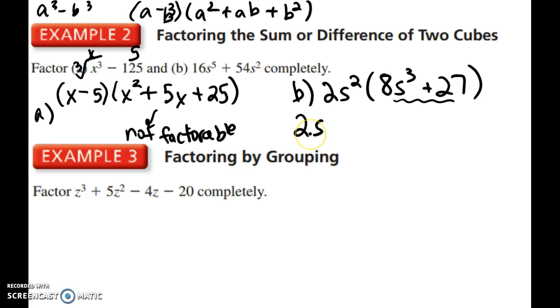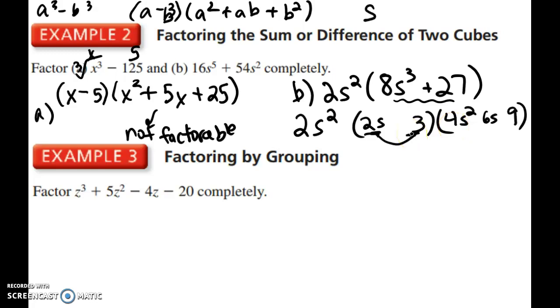So I'm going to carry down the GCF. Don't lose it. I'm going to make a small binomial and a big trinomial. Cube root of 8s cubed: what three times will give me 8s cubed? 2s. What three times gives me 27? 3. Then you're going to square the 2s. That would be 4s squared. Multiply the two together, 6s, and then square the 3, 9.